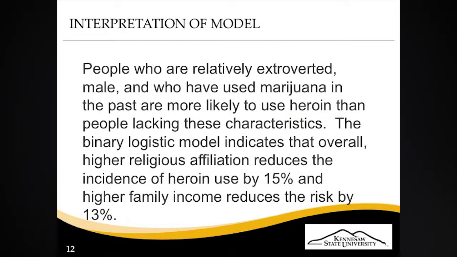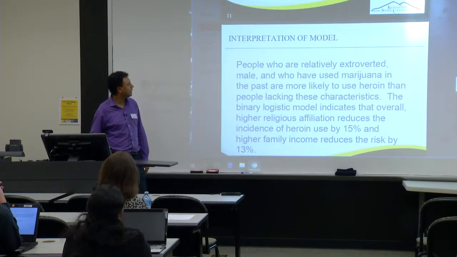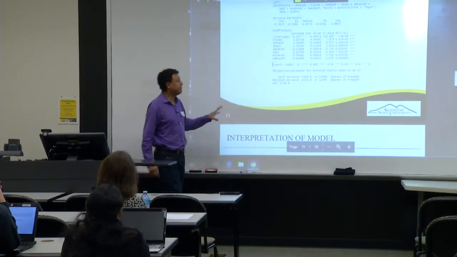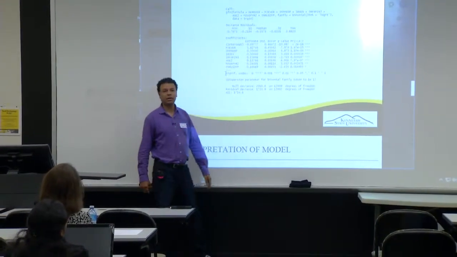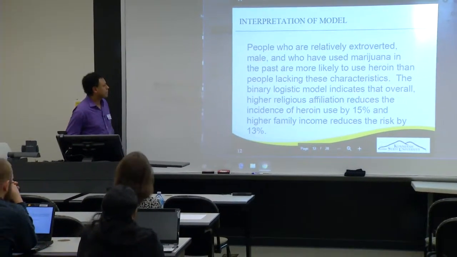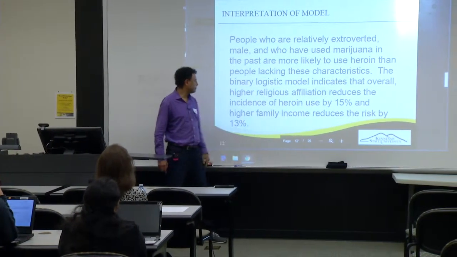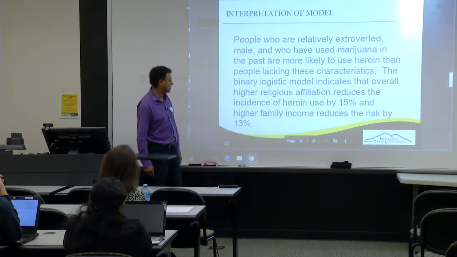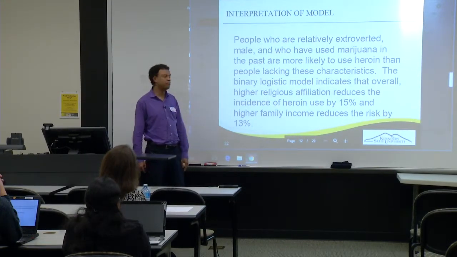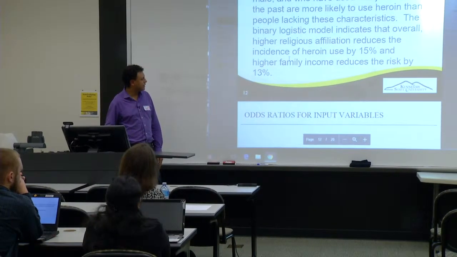So this is the finding. People who are relatively extroverted, male, and who have used marijuana in the past are more likely to use heroin than people lacking these characteristics. And that was all implied by these coefficients right here. I could make those inferences just by looking at these numbers. Some of the other things: the logistic model indicated that higher religious affiliation reduces incidence of heroin use by 15%, and higher family income reduces the risk by 13%. So just a couple of findings from this model.